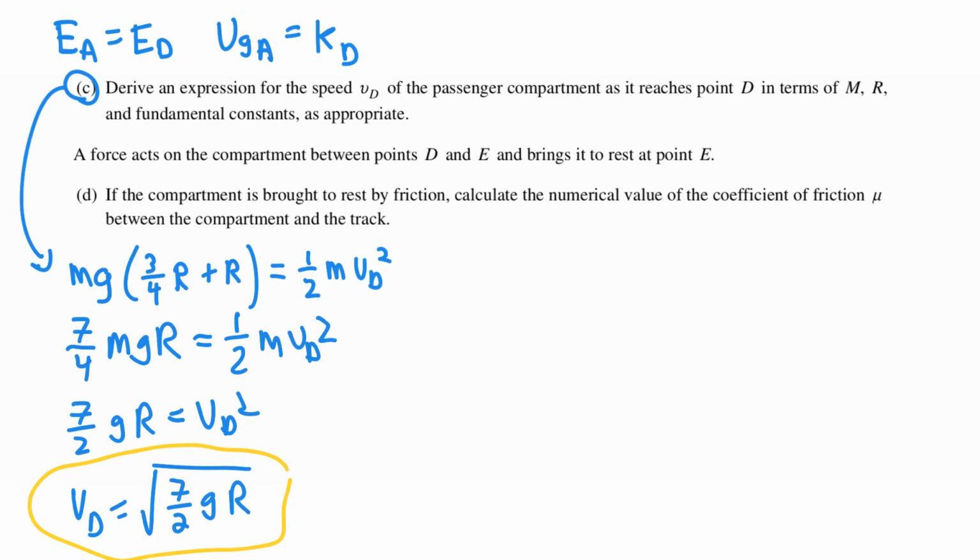Now I want to move on to part D. Part D says, if the compartment is brought to rest by friction, calculate the numerical value for the coefficient of friction mu between the compartment and the track. For this part, I'm going to start by writing Newton's second law. I know that between points D and E, the only force acting on the compartment is going to be the friction, and that is equal to the mass times the acceleration of that compartment.